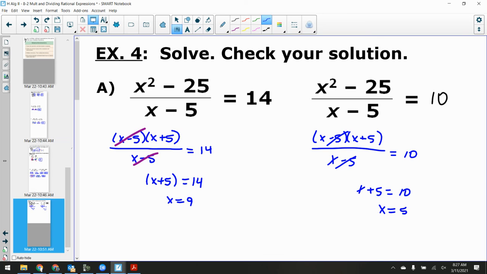If I had gone to plug 5 back in, you would have gotten 25 minus 25, or 0 over 0, which is undefined. You cannot have the denominator equaling 0. This will never actually equal 10. Won't ever actually equal 10. All right, we'll stop there.